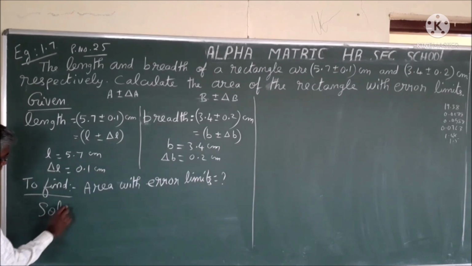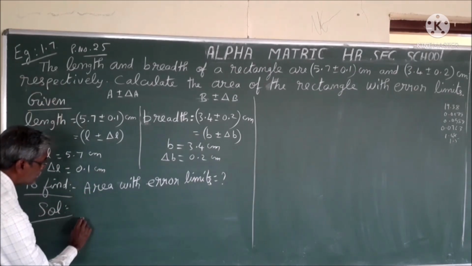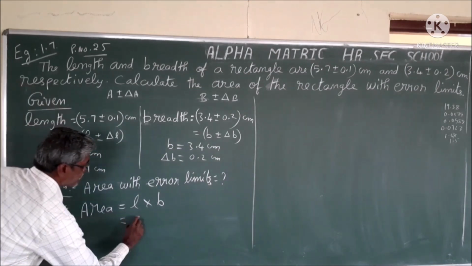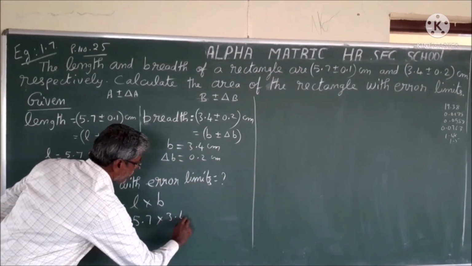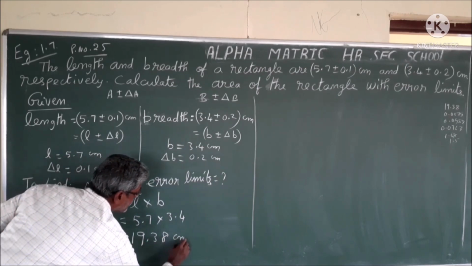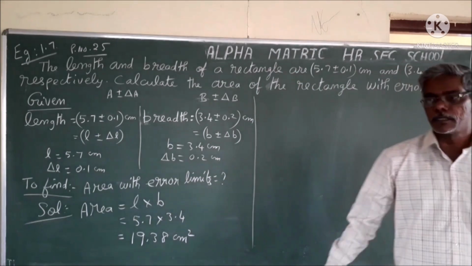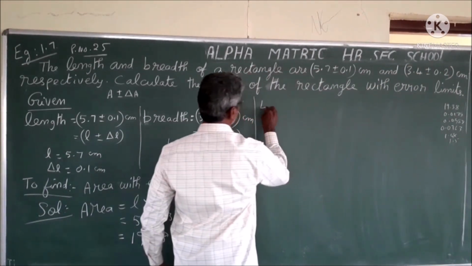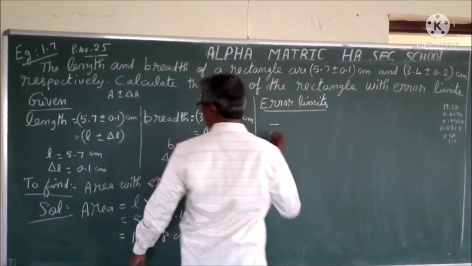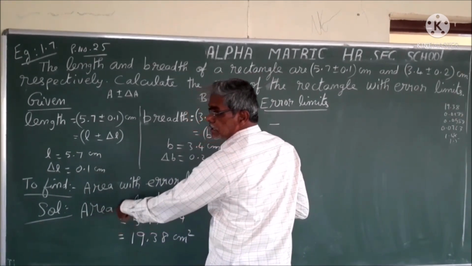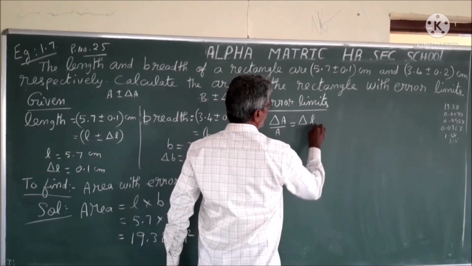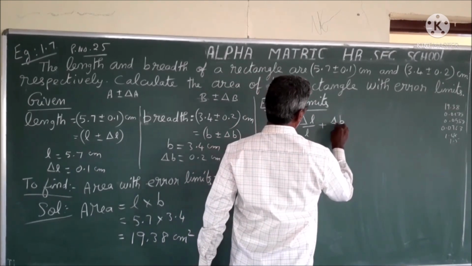Now we will go for the solution. First we will calculate the area. So area is equal to what? Length into breadth. What is length here? 5.7. What is breadth? 3.4. If I multiply this, I will be getting 19.38 centimeter square. Next, we will go for the error limit. So we are calculating the area, and the error in area is delta A. So delta A by A is equal to delta L by L plus delta B by B.